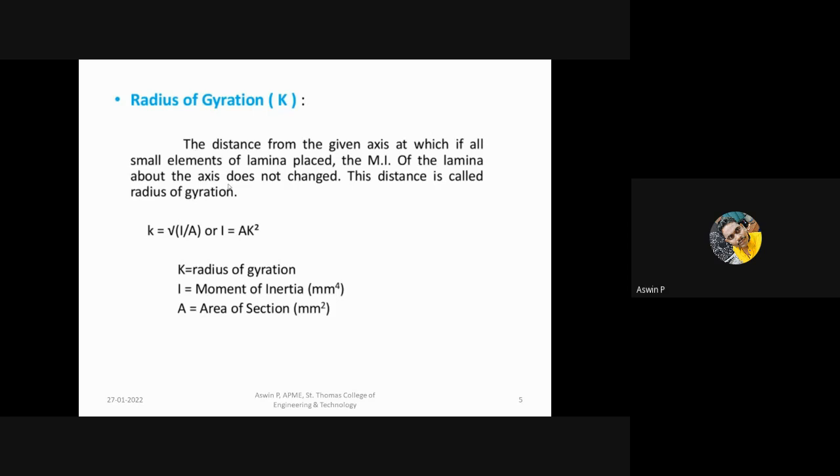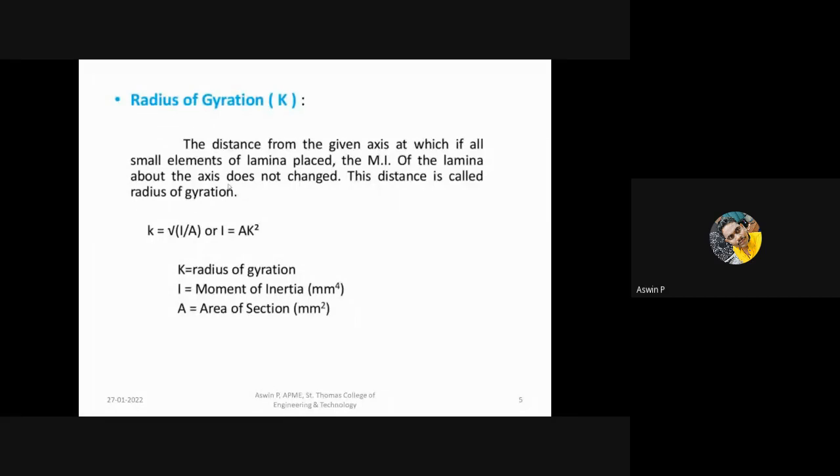That is, when we have an axis and a small lamina is placed at a distance from that axis, and the lamina doesn't change its moment of inertia, then the distance between the lamina and the axis is known as the radius of gyration.